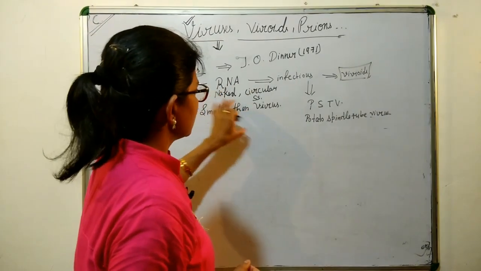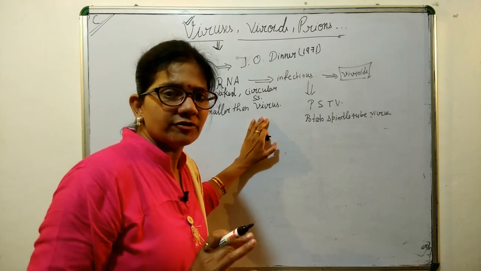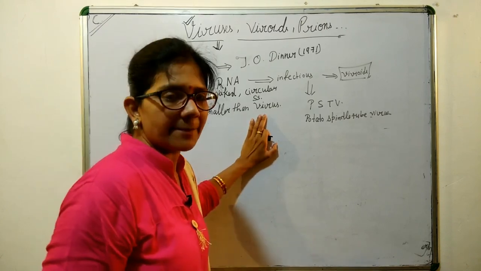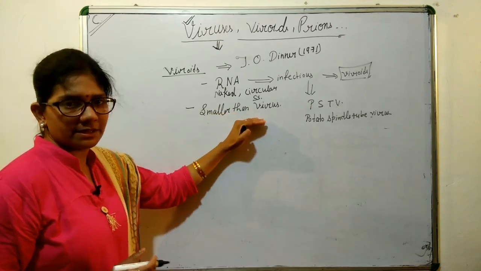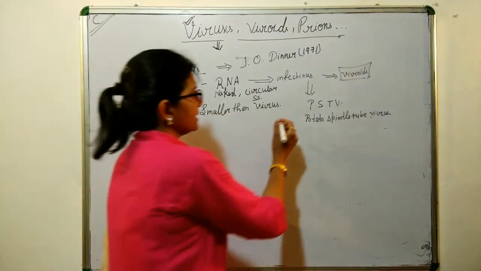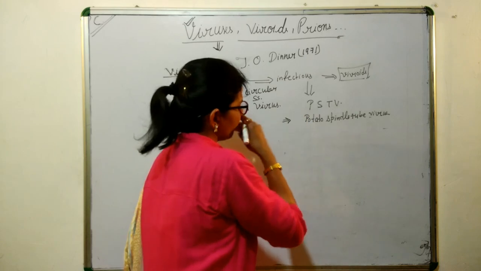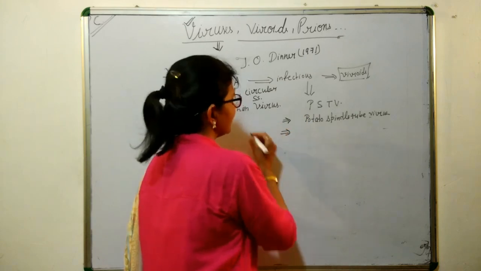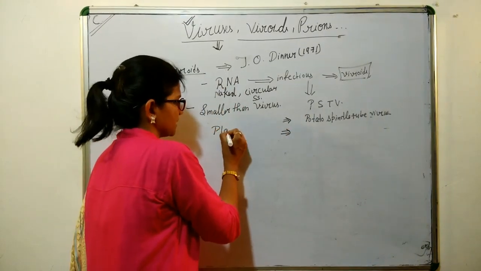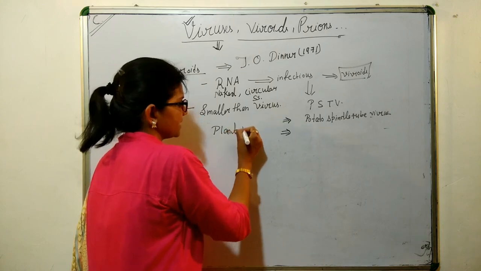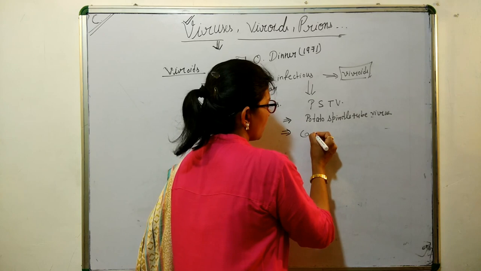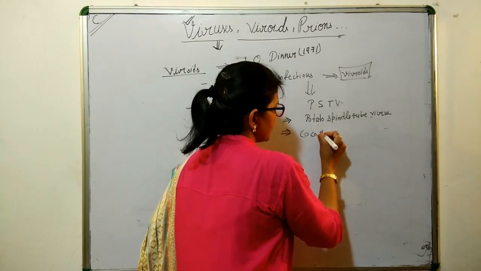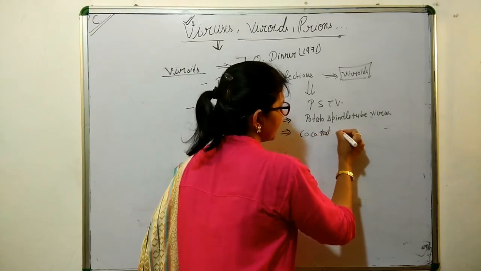As they are naked, they don't have the protein coat, they are not encapsulated, and they are smaller than the viruses. And so many diseases were found to be caused by viroids. Mainly these are plant diseases. We find one more important one in coconut. The disease is cadang-cadang.